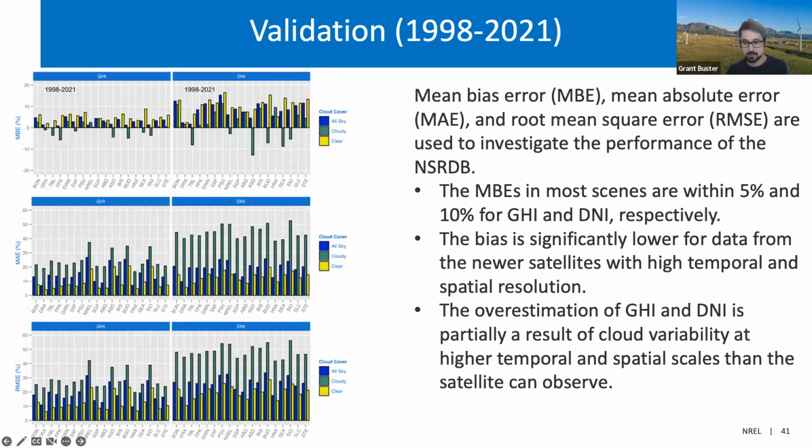The bias is much lower for data from the newer satellites with the higher temporal and spatial resolution. So the most recent data is the state of the art, and we're expecting it to be much better and hopefully improve even more as time goes on. Next slide.